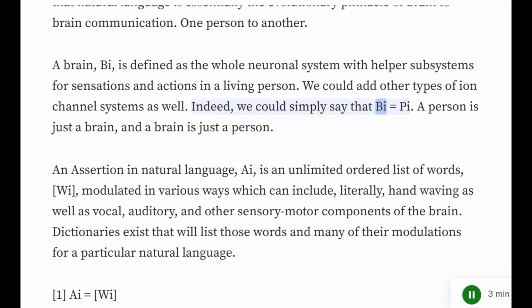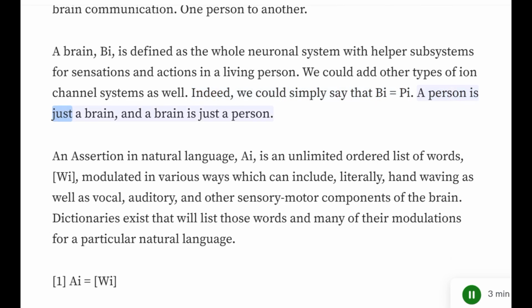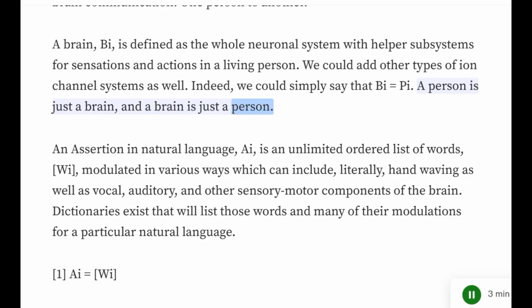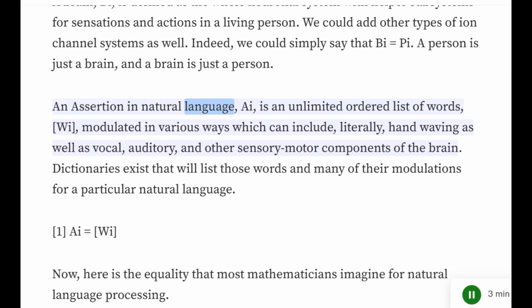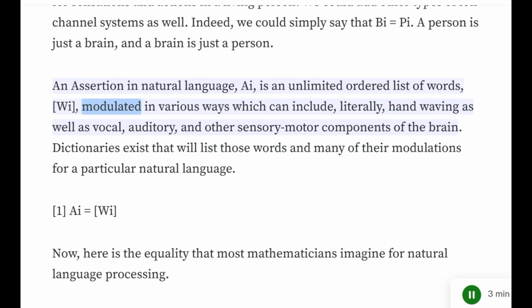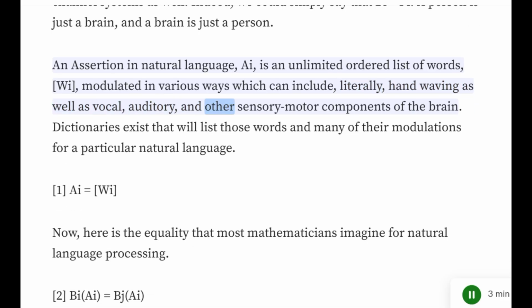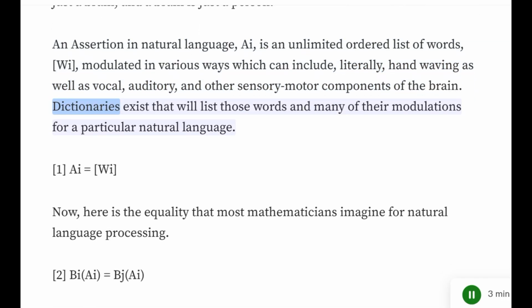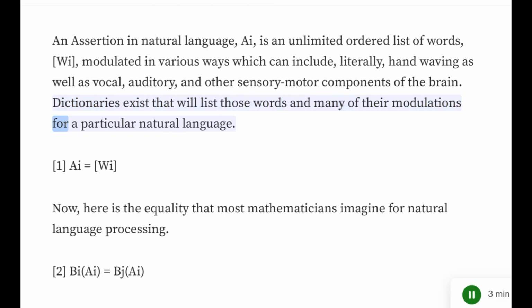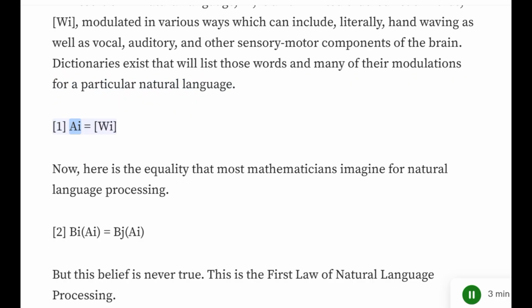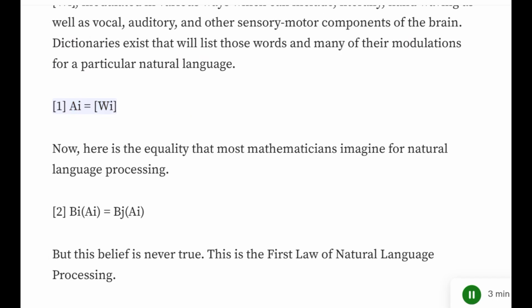Indeed, we could simply say that Bi equals Pi. A person is just a brain, and a brain is just a person. An assertion in natural language, Ai, is an unlimited ordered list of words, modulated in various ways which can include, literally, hand-waving as well as vocal, auditory, and other sensory motor components of the brain. Dictionaries exist that will list those words and many of their modulations for a particular natural language. (1) Ai equals Y.